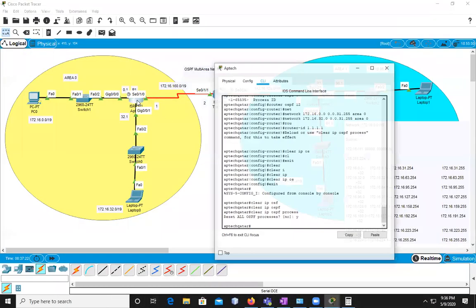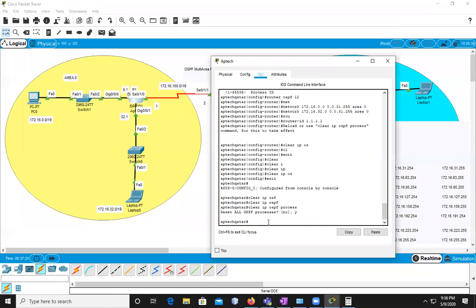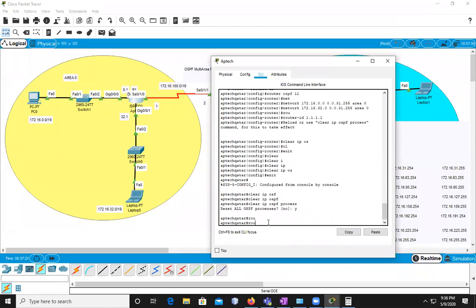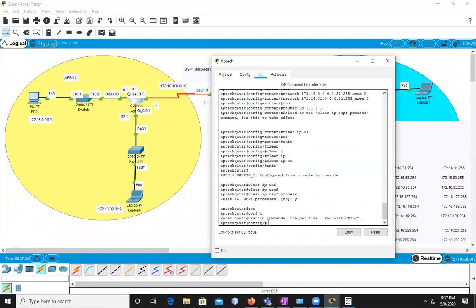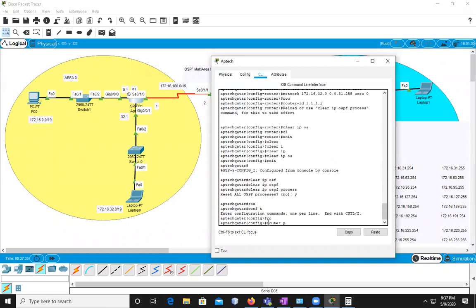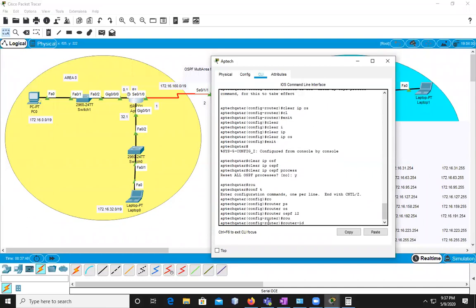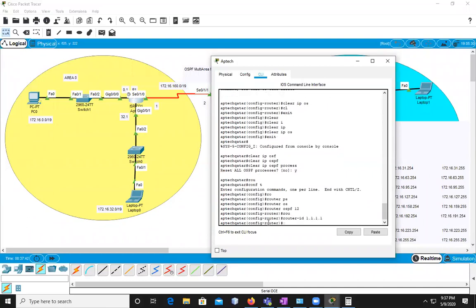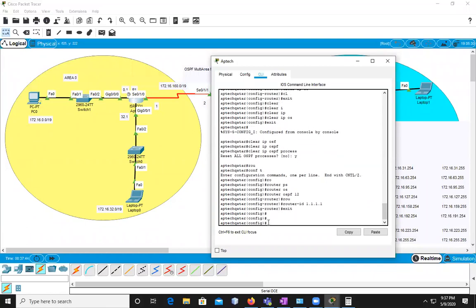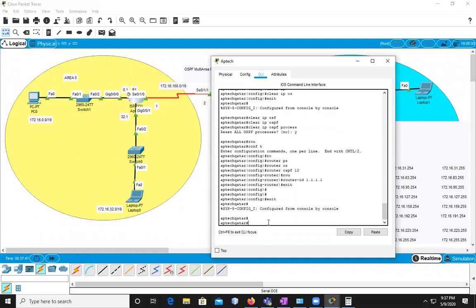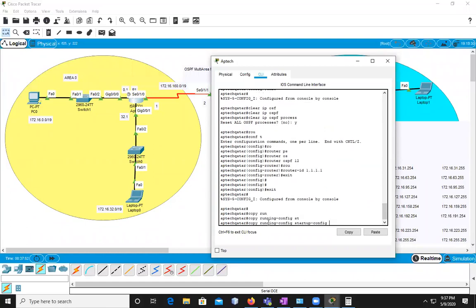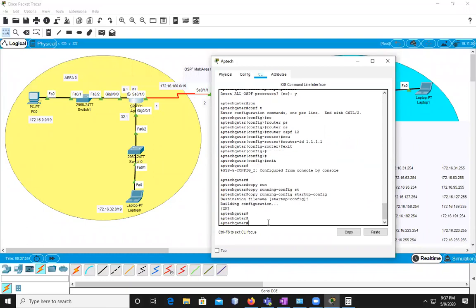Okay, so we'll go ahead with more things. We are still with the configuration part. So clear IP OSPF process. We'll again check router OSPF, whether it's implemented or not. Configure terminal, router OSPF process ID 12, and then router ID 1.1.1.1. That's it, and exit. Exit. Copy running configuration to startup. That's it. Got it? Got it.